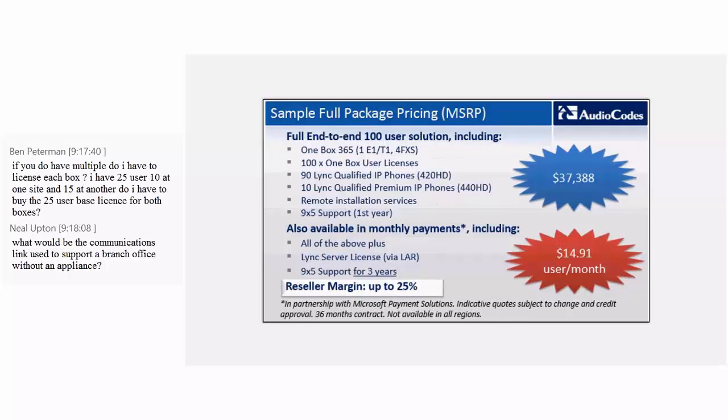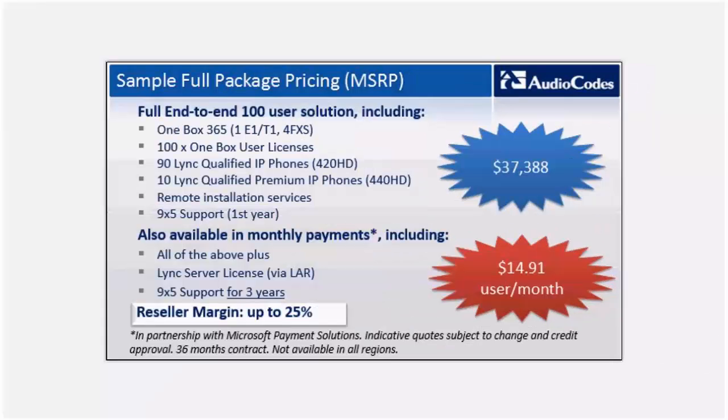That's a good example. Let me try to read the question afterwards. So that's a good example of price tagging. I used the MSRP pricing, and we took the example of a site with 100 users, including the OneBox with a single E1 and four FXS. Usually the FXS will be used for fax machines or analog devices. 100 users are the application users, which are being licensed.